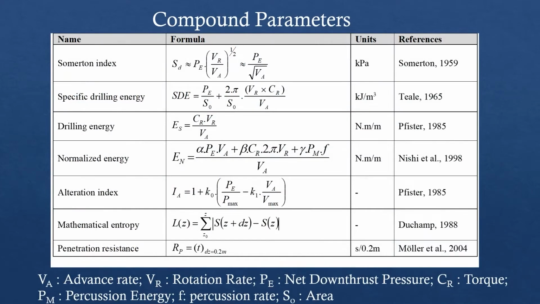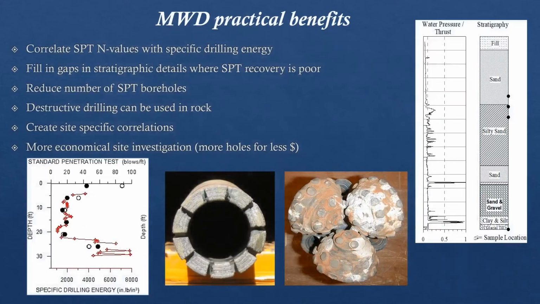The various methods that can be used are compound parameters, the Somerton index, specific drilling energy, etc. They're not very complicated. You're just taking the parameters and combining them. That can be helpful in looking at the data, and again, it normalizes the information. So it has a lot of practical benefit.